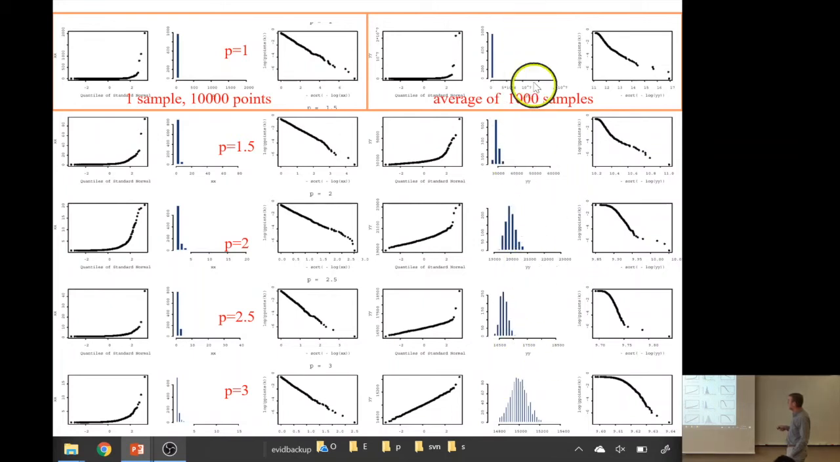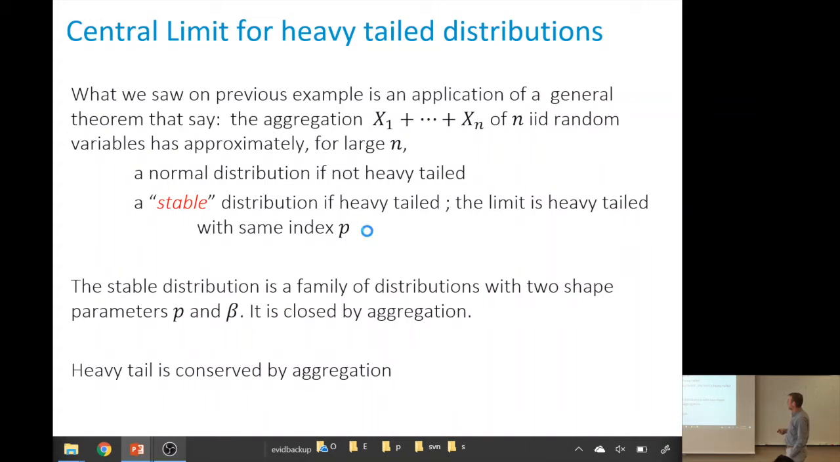What we see there, when p is smaller than 2, is something a bit different. There is convergence to a distribution, but not to the normal distribution here. And the central limit theorem, the most general version, is this one, at least for heavy-tailed distributions. If we sum n random variables that come from the same distribution, if it has a finite variance, it will converge to a normal distribution. Otherwise, if it is heavy-tailed, it is converging to something else, which is called a stable distribution, that keeps the heavy-tailed property.